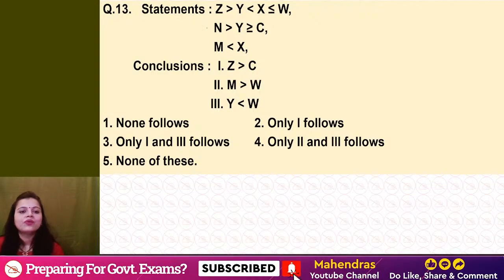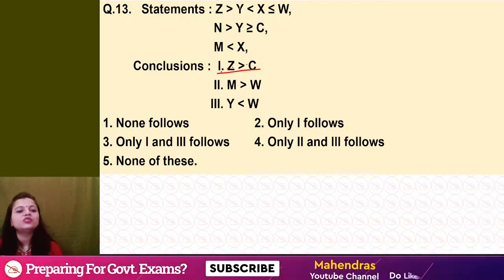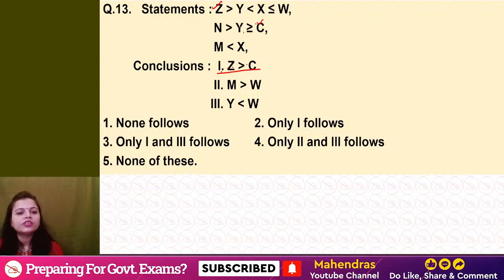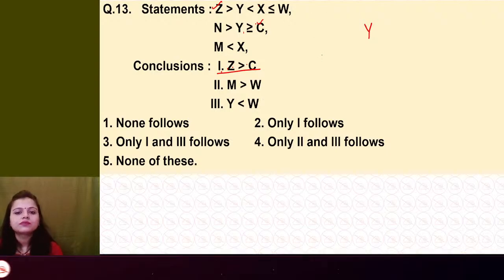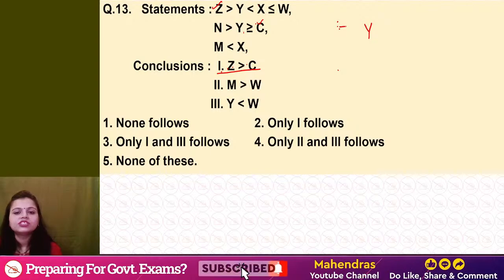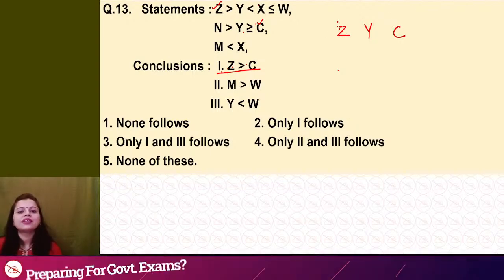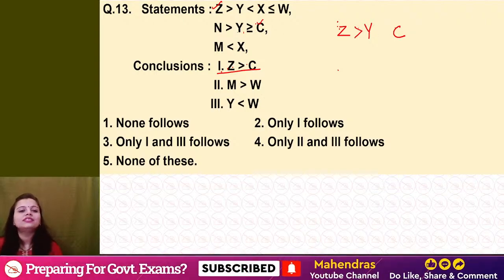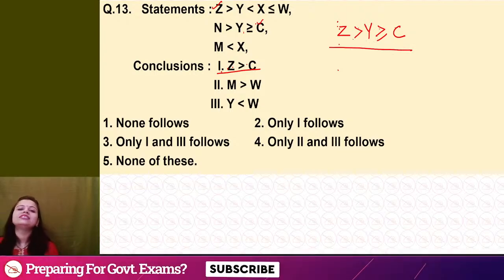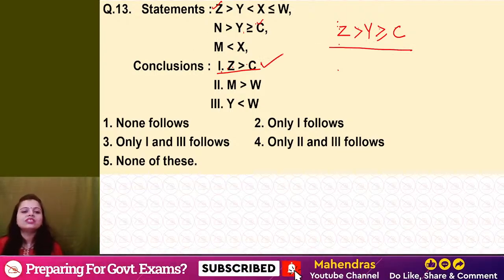Now, see, in the first, Z and C, first you have to link the Z and C. So Z is present in the first statement, C in the second. So just see which element is common. So Y is common, right? On one side just write down Z, on the other side C. So the relation between Z and Y, Z is greater than Y. Y and C, Y is greater than or equal to C. So overall you are getting Z is greater than C. So the first one is right.